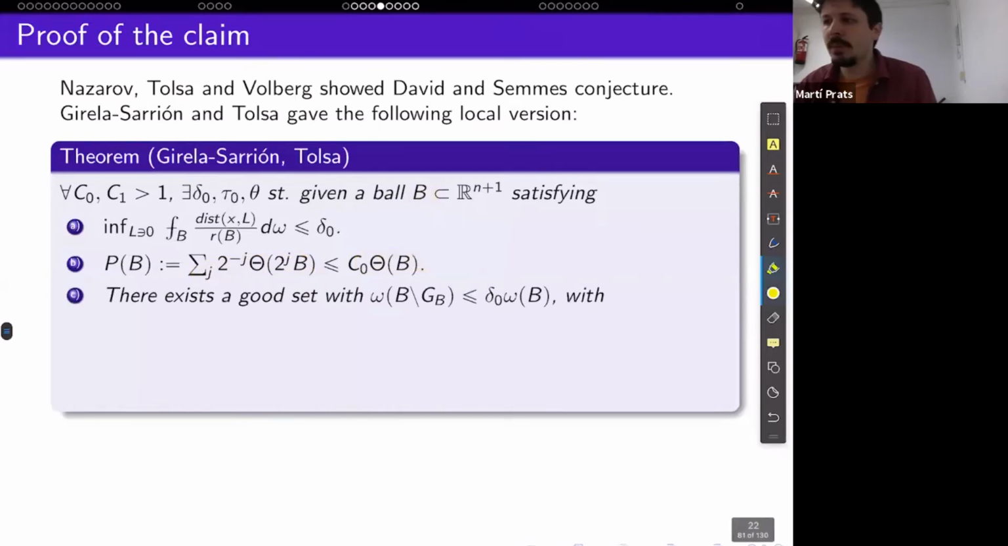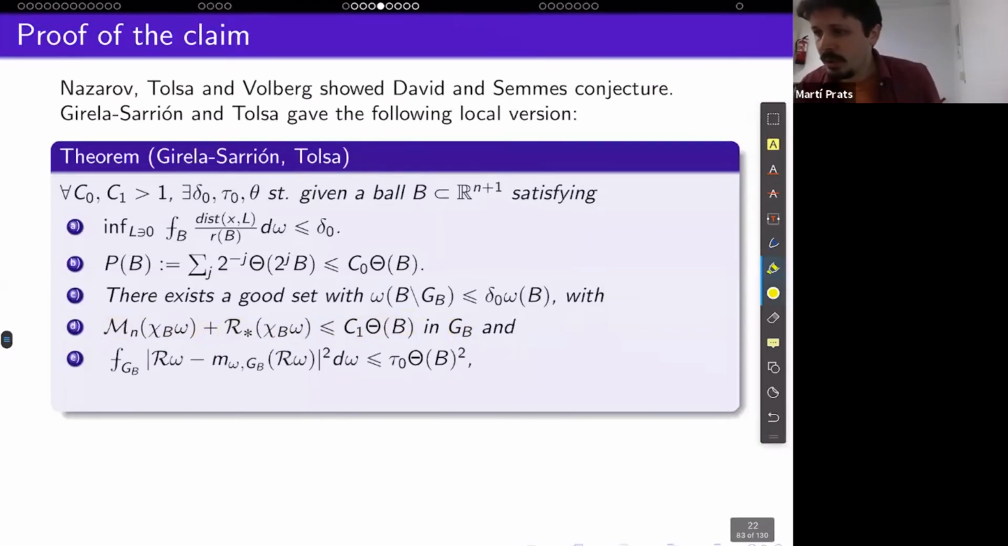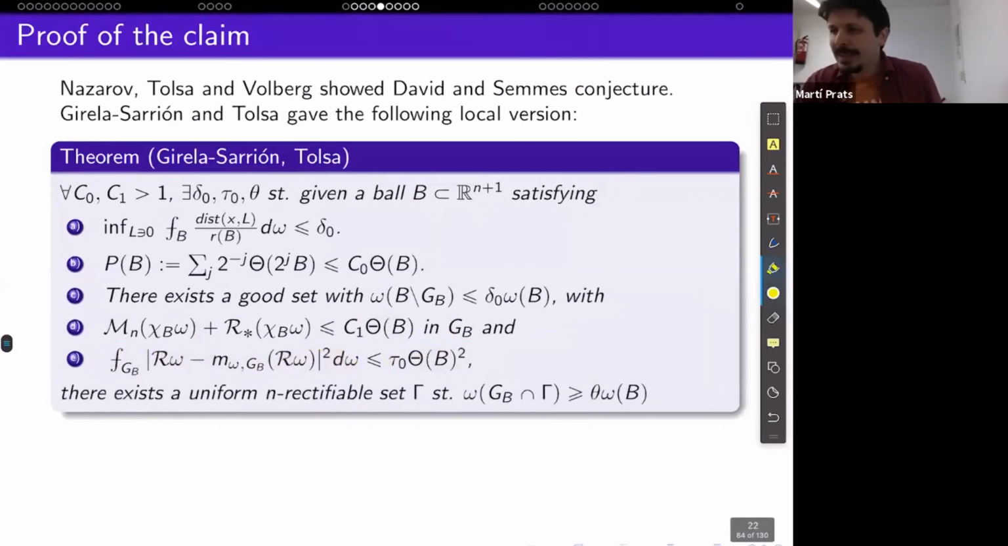Okay, so this is not asking much. Now, we also ask that there exists a good set that takes a big part of the measure. And first, the maximal operator of the measure plus the maximal Riesz transform, always restricting to the ball, it's a local version, is controlled by the density in the good part, only in the good part. And also we ask that we have this VMO kind of control. So the Riesz transform in the good set: the oscillation of the Riesz transform is controlled by theta squared. So all these things we assume are happening. If all these things happen, we have a consequence. And this consequence is that there exists a uniform rectifiable set gamma that takes at least some part of the ball.